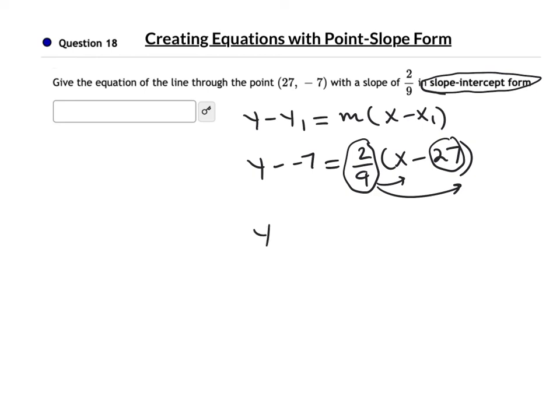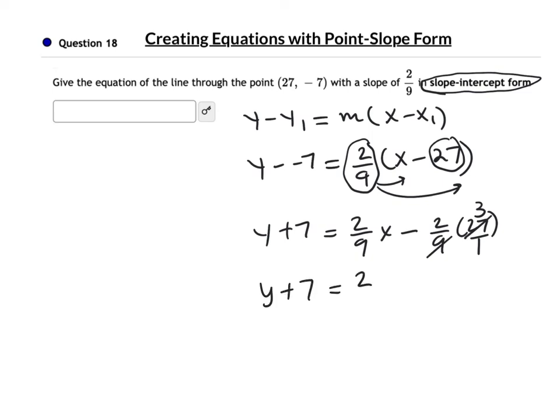www.desmos.com. This is y plus 7 equals 2/9 x minus 2/9 times 27 over 1. 9 goes into 27 3 times. Or you could have just done 2 times 27 divided by 9. Either way, you'll get the same thing. That's y plus 7 equals 2/9 x minus 6. Get the y by itself. And y equals 2/9 x plus 1.